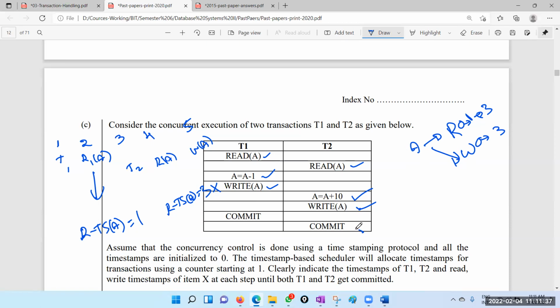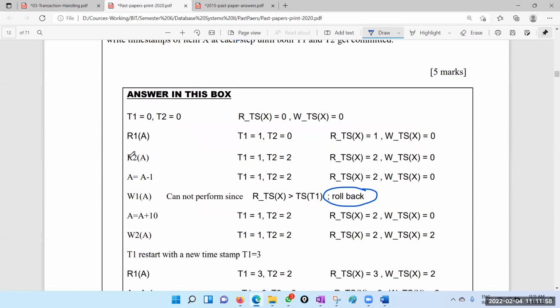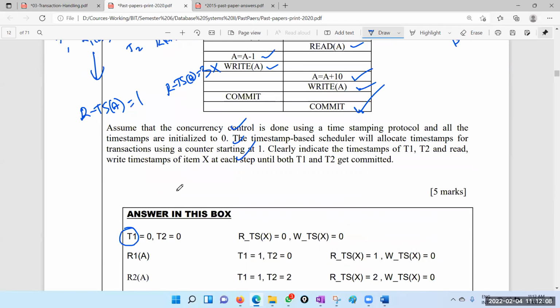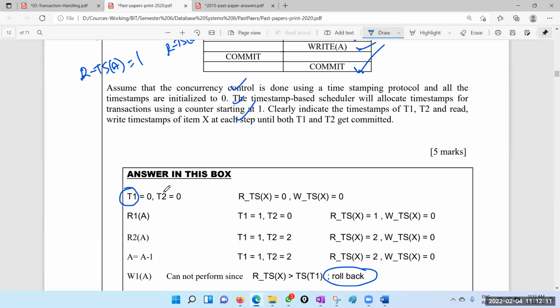Now when transaction 2 commits, transaction 1 has to restart. Now when you restart, you should be able to proceed. Right. Now let's see the model answer. So they say transaction 1 started at 0. So why do they say transaction 2 also started at 0? I don't know why they mention it like that.